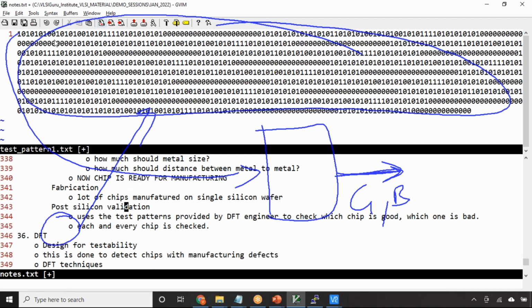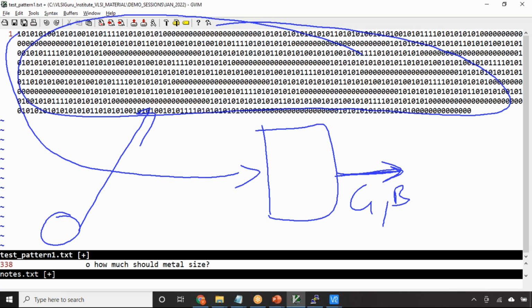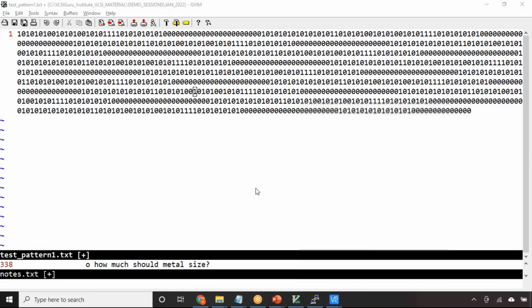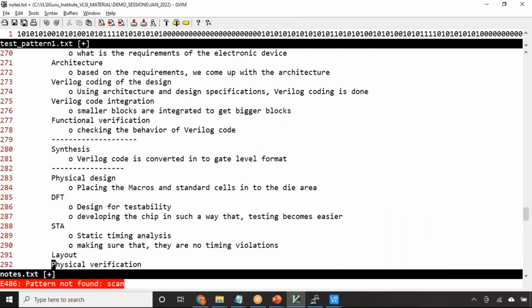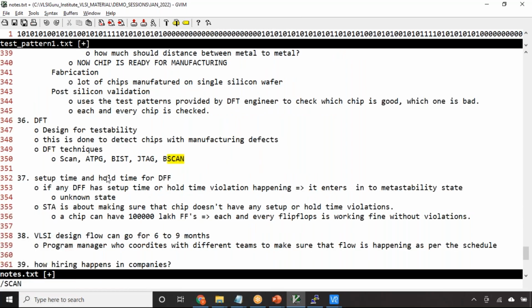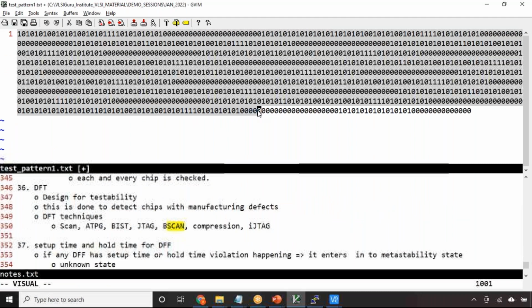To generate these patterns, 1010, these kinds of patterns, there are some techniques that are used. Those techniques are what we call DFT techniques, design for testability techniques. I have written them earlier, right? Those techniques are called scan, ATPG, built-in self-test, JTAG, boundary scan, compression, IJTAG. There are various techniques. Using those techniques, he comes up with many such patterns.